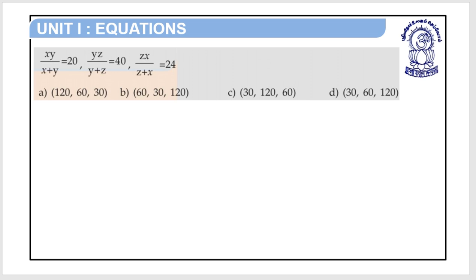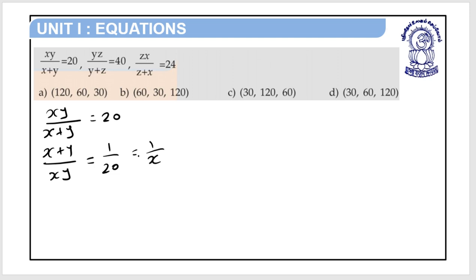Now for solving this equation, first there are three equations. xy upon x plus y is equal to 20 is given. So take reciprocal of this. So x plus y upon xy is equal to 1 by 20. So 1 upon x plus 1 upon y is equal to 1 upon 20. This is equation number 1.